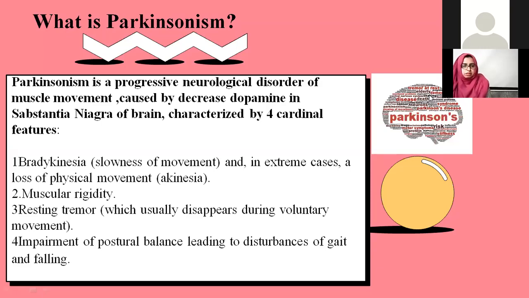What is Parkinsonism? It is basically a progressive neurological disorder of muscle movement caused by decreased dopamine in the substantia nigra of the brain, characterized by four cardinal features. What are those cardinal features? First of all is bradykinesia, muscular rigidity, resting tremors, and impairment of postural balance leading to disturbances of gait and falling. Means bradykinesia is there, muscle rigidity is there, resting tremors is there, and postural imbalance is there.